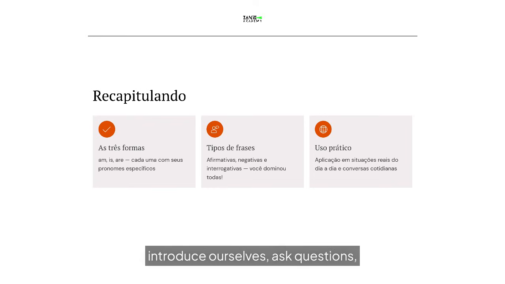Consider how often we introduce ourselves, ask questions, or describe someone. Each time we do, we're using these forms of to be to convey clear messages. As we prepare for the next slide, think about how to apply what you've learned in real-life conversations. In our upcoming session, we'll focus on creating simple dialogues using the verb to be. This will be a practical way to enhance your speaking skills and build confidence. So, let's keep moving forward together.